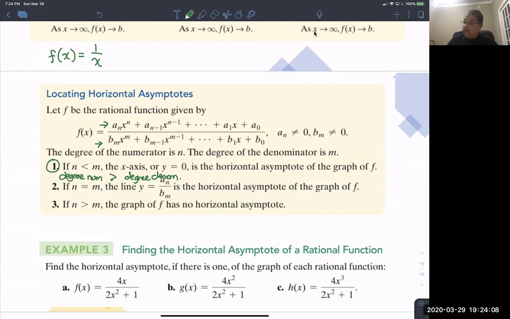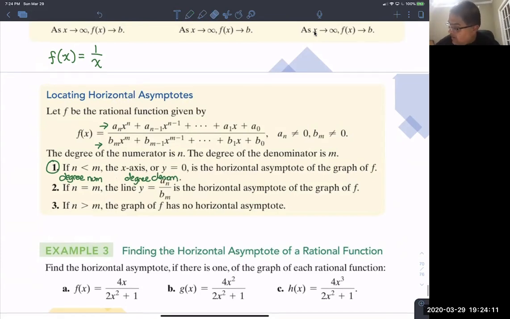If the degree of the denominator is larger than the degree of the numerator, or another way of saying it, if the degree of the numerator is smaller than the degree of the denominator, then the horizontal asymptote occurs at y equals 0, or your x-axis. So if the degree of the polynomial in the denominator is greater than the degree of the polynomial in the numerator, then the x-axis, y equals 0, is your horizontal asymptote.